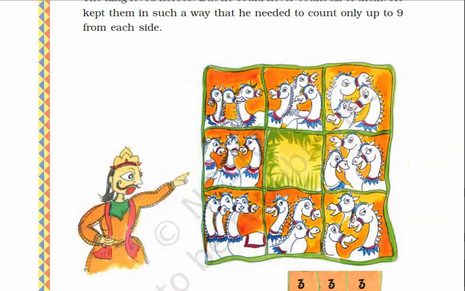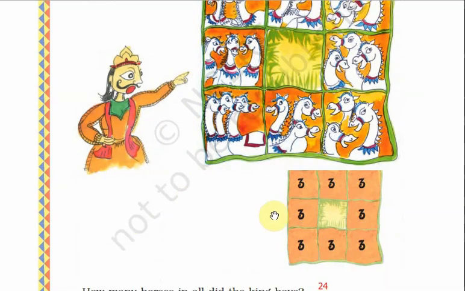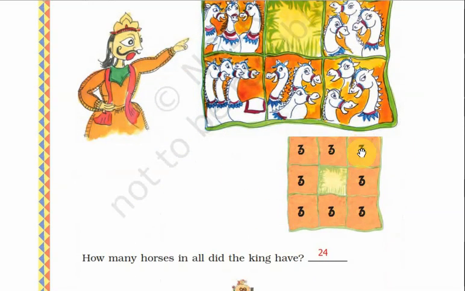So he arranged the horses in such a way. See, we can see the number of horses is written like this, 3, 3, 3 all the way. So how many horses in all did the king have? We have to find out the number of horses the king is having. Let us count. Okay.